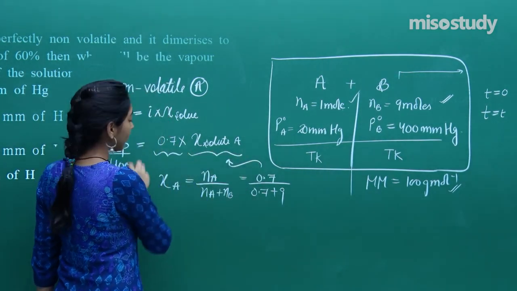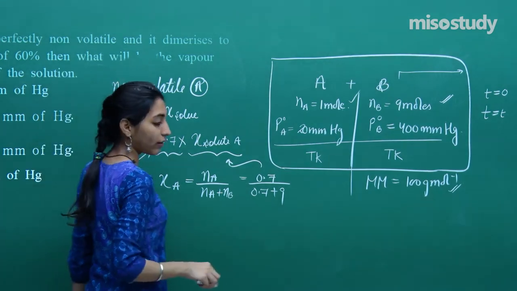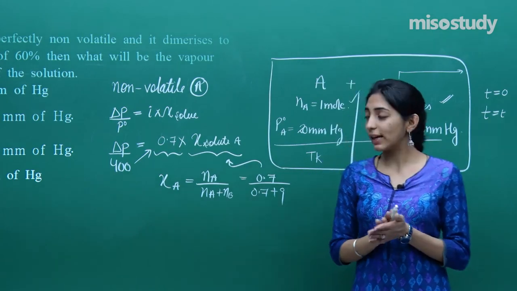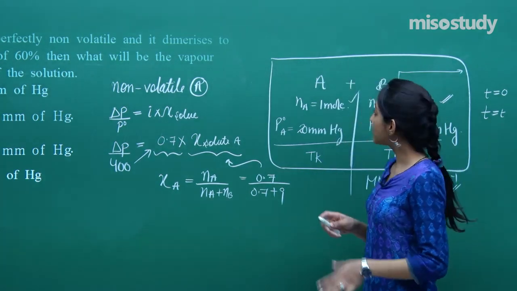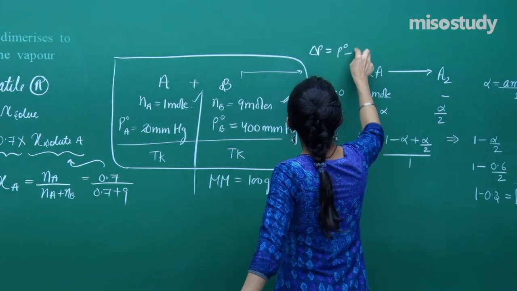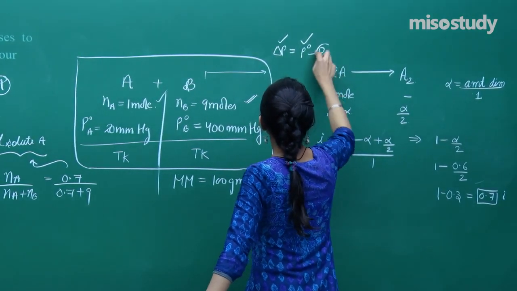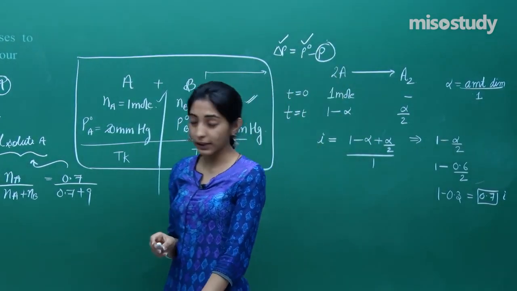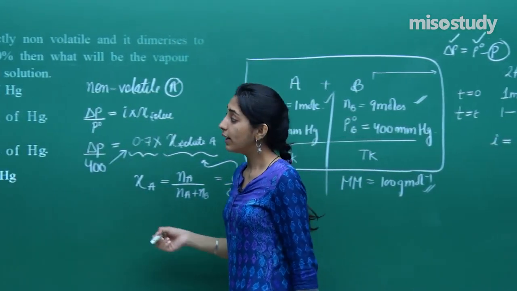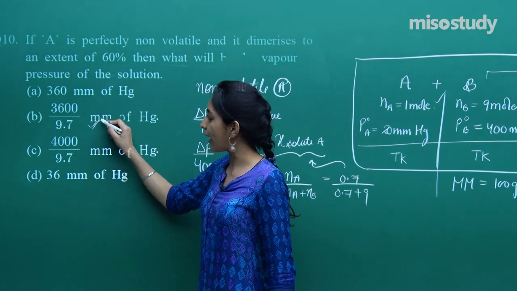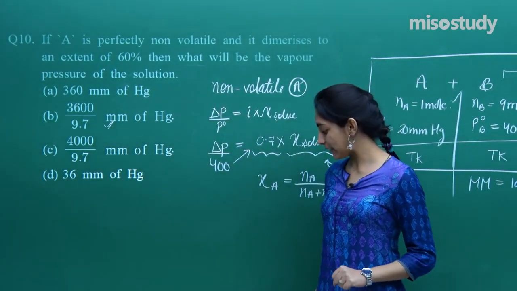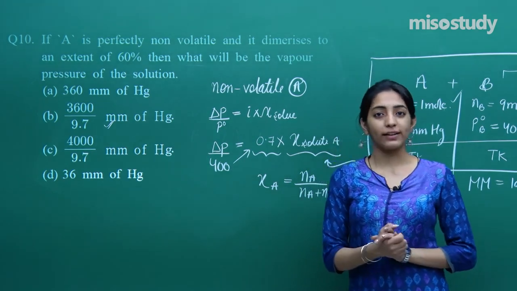I value is already given to you. You can take the 400 there. You will get the value of delta P. So once you get the value of delta P, you can say delta P is equal to P naught minus P. This is known. You can easily calculate the value of P. And if you solve, I think I have solved it, the answer will come out to be 3600 divided by 9.7. Check it out because I did it and I was getting this answer. You also check it out.